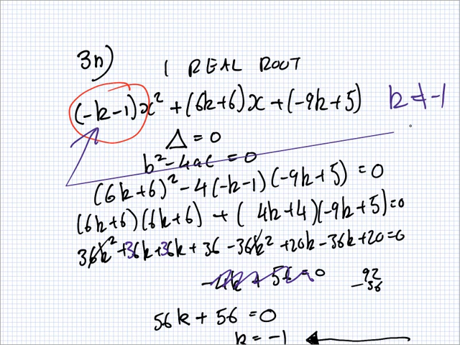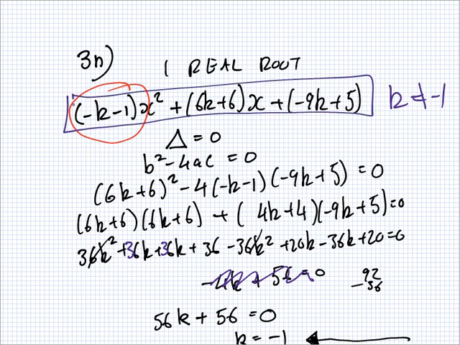There actually isn't a value of k that can make this quadratic have one real root. It's impossible to make this quadratic have only one real root. So that's the answer. It's not possible to make it have one real root.